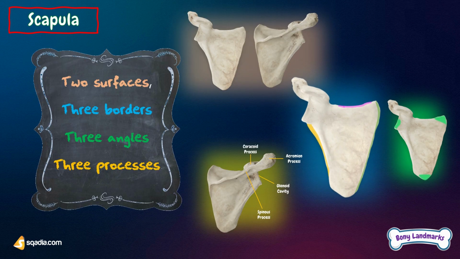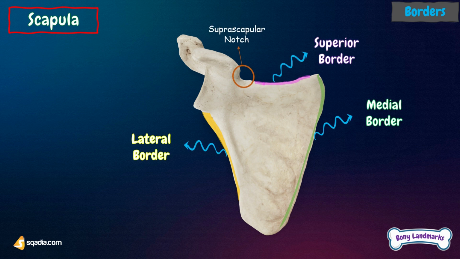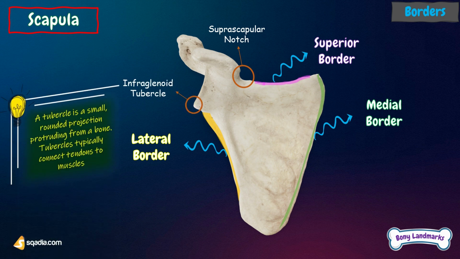Now let's talk about the 3 borders of this triangular bone. The 3 borders of the scapula are shown here. The superior border is shortest. Near the root of the coracoid process, it presents the suprascapular notch. The lateral border is thick. At the upper end, it presents the infraglenoid tubercle. The medial border is thin. It extends from the superior angle to the inferior angle.